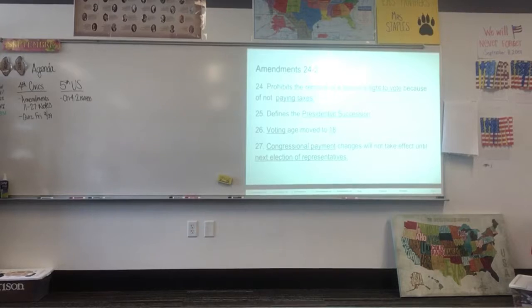Amendment 25 defines that. Number 26, this was when the voting age was dropped to 18. This was right around the time of the Vietnam War. Men who were fighting in the war who were 18 years old, at the time you had to be 21 to vote. So they argued, I'm old enough to die for my country, but I'm not old enough to vote for the leaders of my country. So that door's open now. The voting age was moved to 18.